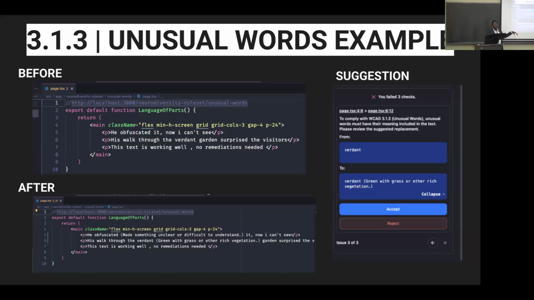So that's the before. Again, we take this, throw it into some code base that we know is functioning fine, and try to see if our scanner and AI tools can pick it up. And again, this is just examples of what AI can be doing. Again, in this case, he obfuscated. We can insert a definition. Whether or not you think this is the right way to remediate it is a different context from whether or not it's possible. You know, his walk through the verdant, and we give a definition of verdant, green with grass or other rich vegetation, and then the human can approve or reject or modify it as needed.